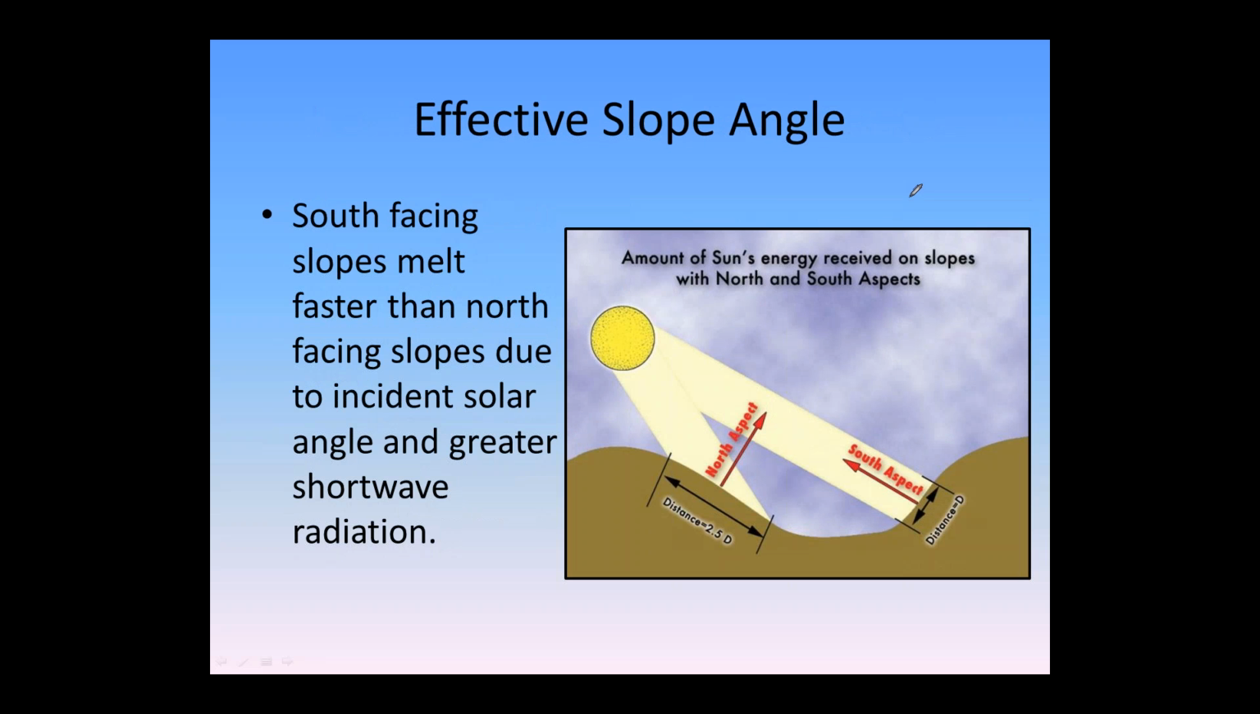This is another really big one, effective slope angle. South-facing slopes, we all know that generally, they melt faster than north-facing slopes due to the incident solar angle and the greater shortwave radiation per square meter or square patch of land. So in the diagram shown here, south-facing hills with a south aspect facing the sun, the snow melts a lot faster than those north-facing slopes where the sun angle is much shallower.